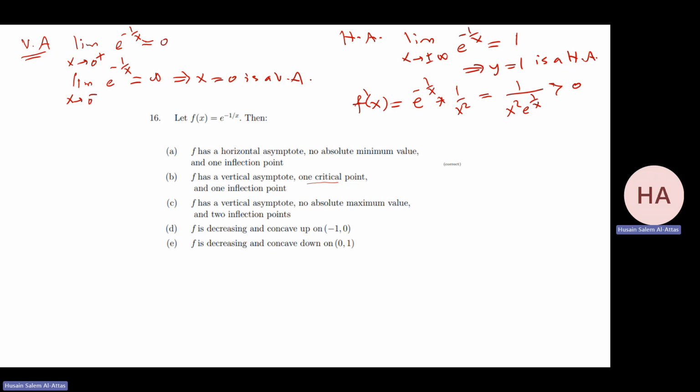Okay. By the way, what's the domain of f? Domain of f, all the numbers except 0. So if I want to do the number line, that will be 0. This is positive, so it is increasing, increasing. The function is always increasing. We'll do the second derivative.